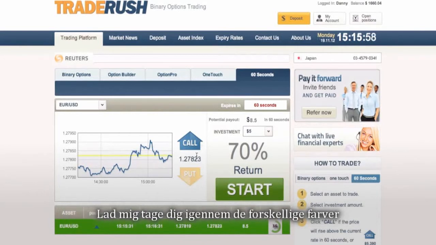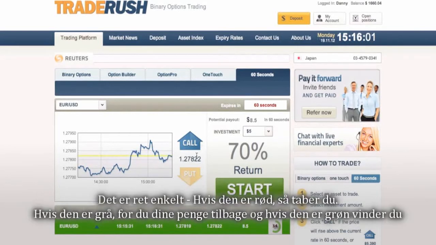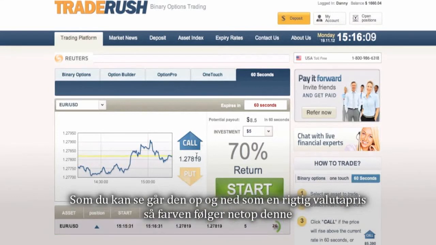Now, let me take you through the colors. They're quite simple to understand. If it's red, you're going to lose. If it's gray, you get your money back. And if it's green, you're going to win. And as you see, it's going up and down like a regular currency price. So the color changes with that.